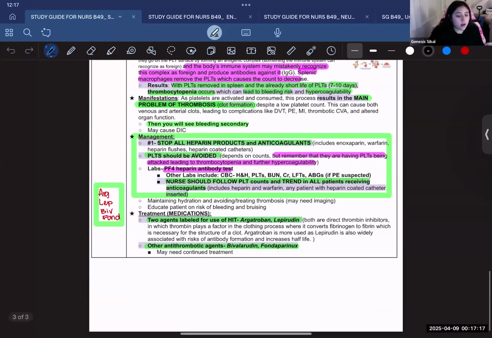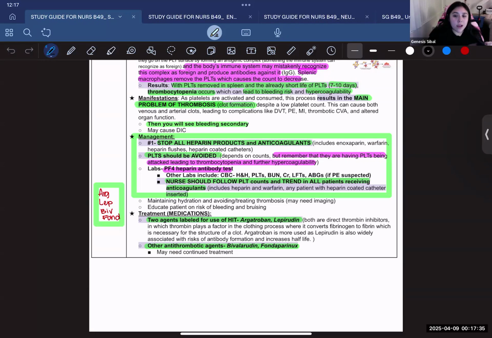And in terms of the management, are we going to give heparin? Well, it's heparin induced, so no. You're going to stop all heparin. You just have to remember that if it's heparin induced, you're not going to be giving heparin. It's the other one you're giving heparin for, right? So stop all heparin products and anticoagulants because heparin is still an anticoagulant.